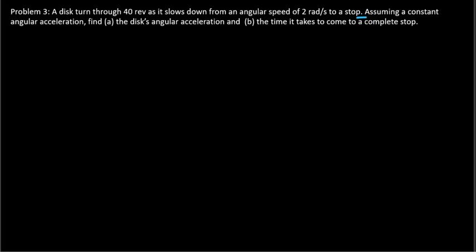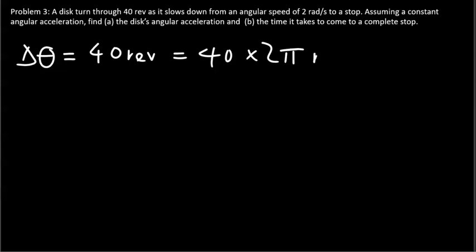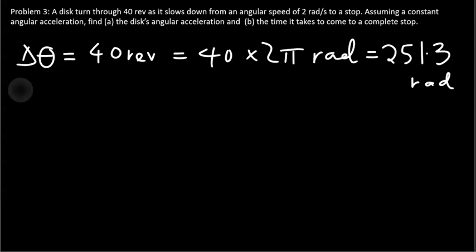Problem 3. A disk turned through 40 revolutions, as it slows down from an angular speed of 2 radian per second to a stop. Assuming a constant angular acceleration, find its angular acceleration and the time it takes to come to a complete stop. Note that this disk is slowing down, so you should anticipate a negative answer for angular acceleration. So let's list all the information given. The angular displacement is 40 rev. In radians, it is just 40 times 2 pi radians, which is 251.3 radians.